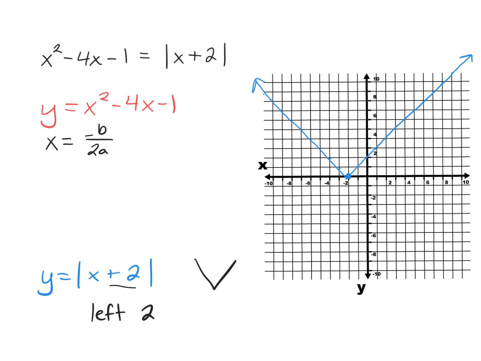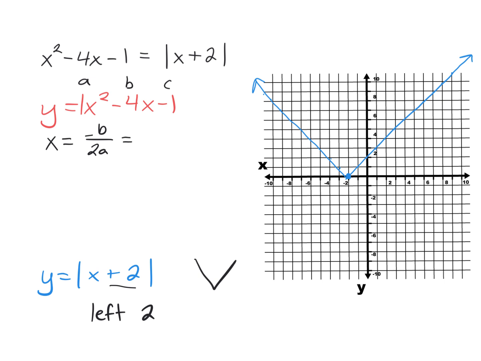Now, let's label a, b, and c. What number is technically in front of the x squared? 1. That's my a value. What's my b? Negative 4. My c? -1. Okay, so that's where the ABC comes from.